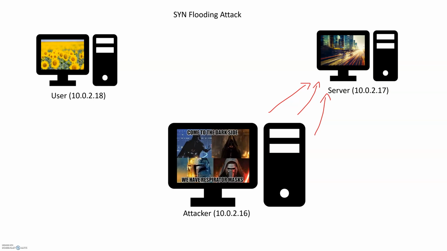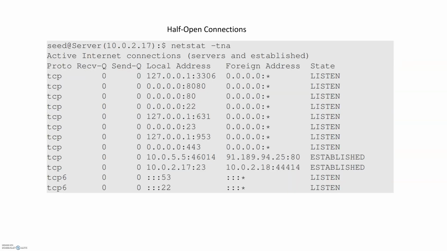Before the attack, we do a telnet from the user machine to server, and later we will check whether the SYN flooding attack affects any existing connections. But before launching the attack, we're going to check the situation of half-open connections on server, and we can use the netstat -tna command to do that.